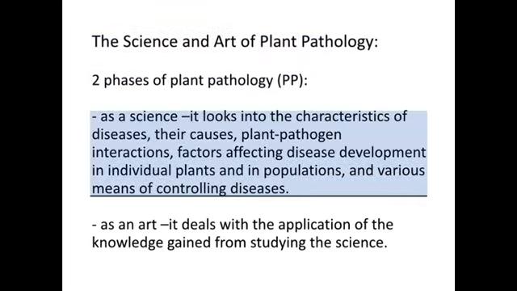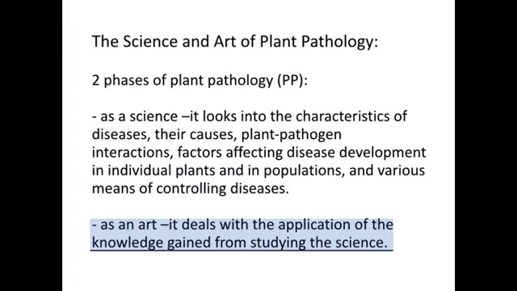As a science it looks into the characteristics of diseases, their causes, plant-pathogen interactions, factors affecting disease development in individual plants and in populations, and various means of controlling diseases. As an art it deals with the application of the knowledge gained from studying the science.